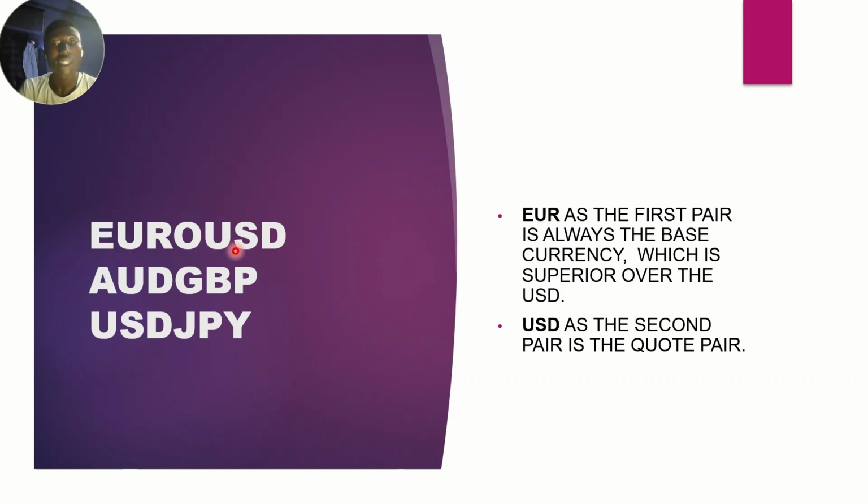So EUR/USD, as you are seeing over here, is Euro first and then USD. Euro is the first pair, and it's always the base currency, which is superior to the USD. And then we have the USD as the second pair, the quote or counter currency. Now, if I am going to buy USD, I need 1 euro to buy USD at the market price. And if I'm going to sell USD, I'll sell it at market price to get my euro.